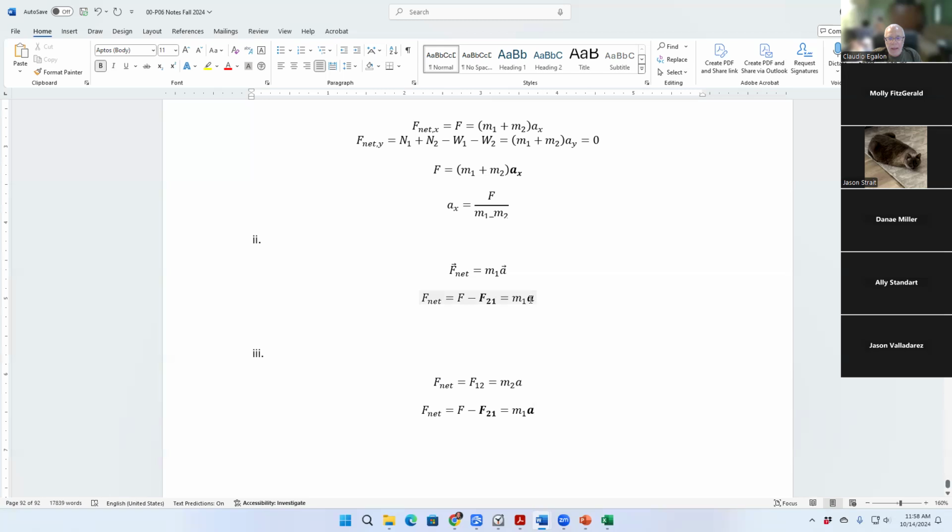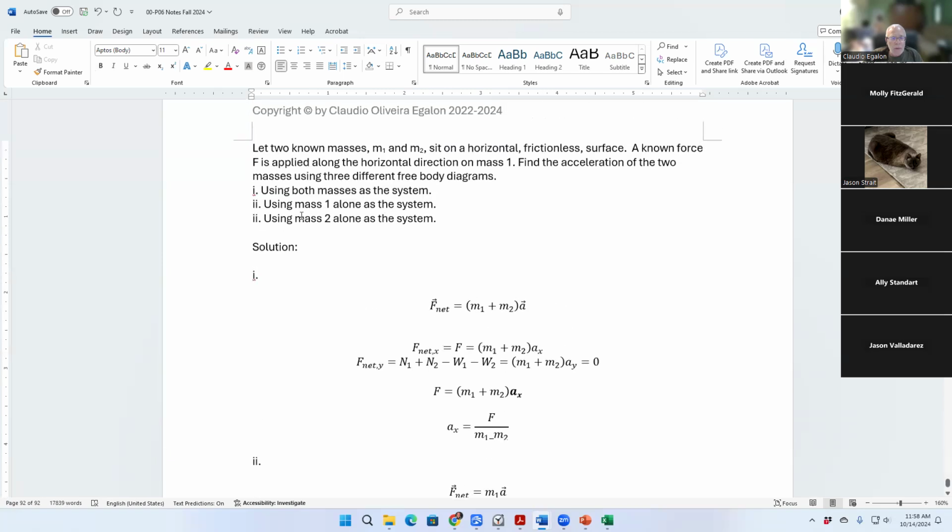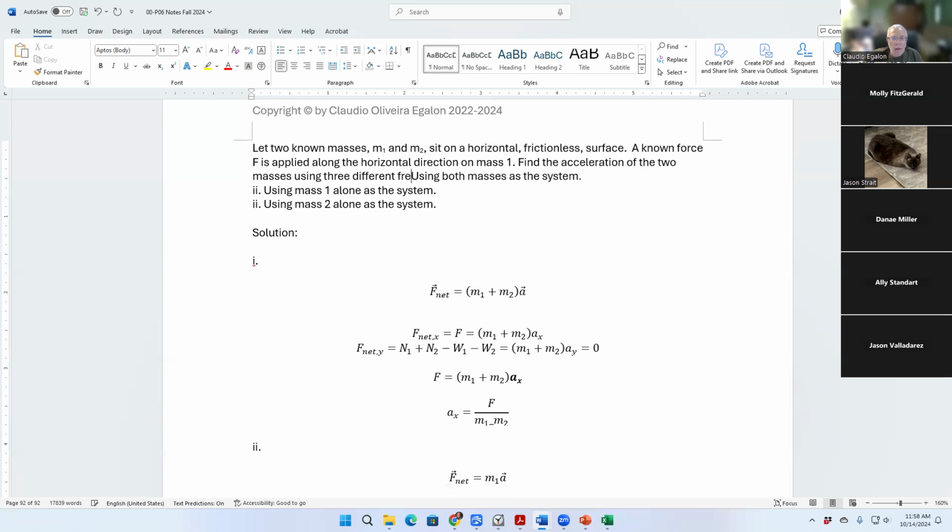Well, the reality is that the acceleration here we already found. So we don't have to find the acceleration using two different ways. No. What we actually have to do is find the acceleration of the two masses using both masses as the system, okay? Using both masses as the system.